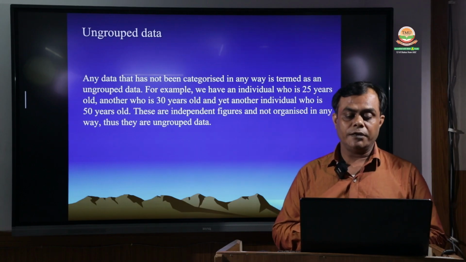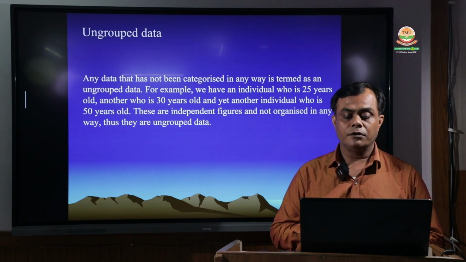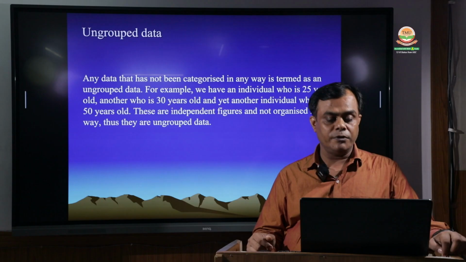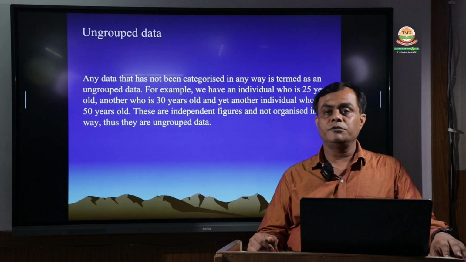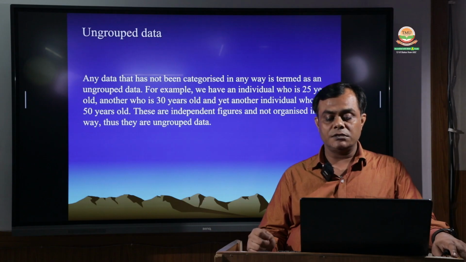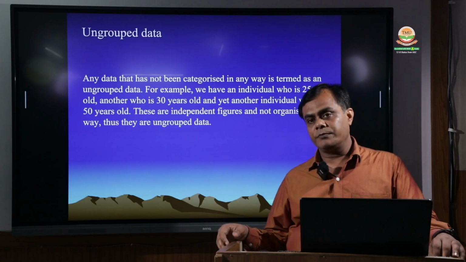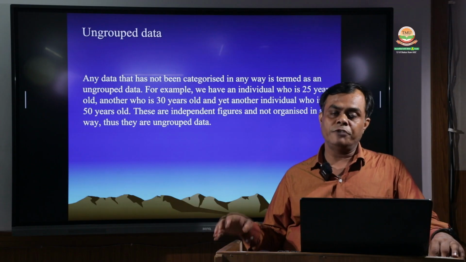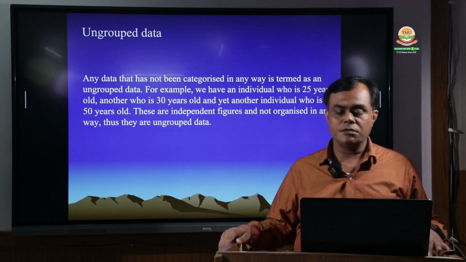Ungrouped data is any data that has not been categorized in any way. For example, we have an individual who is 25 years old, another who is 30 years old, and another who is 50 years old. These are independent figures and not organized in any way, so they are ungrouped data. We cannot put these three values in a single group, and that type of data is known as ungrouped data.